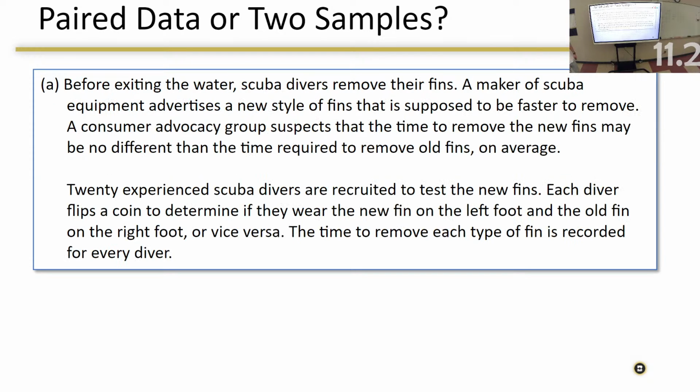Before exiting the water, scuba divers remove their fins. A maker of scuba equipment advertises a new style of fins that's supposed to be faster to remove. A customer advocacy group suspects that the time to remove the new fins may be no different than the time required to remove the old fins. So we think H0 is equal to 0. 20 experienced scuba divers are recruited to test the new fins. Each diver flips a coin to determine if they wear the new fin on the left foot and the old fin on the right foot, or vice versa. The time to remove each type of fin is recorded for every diver.